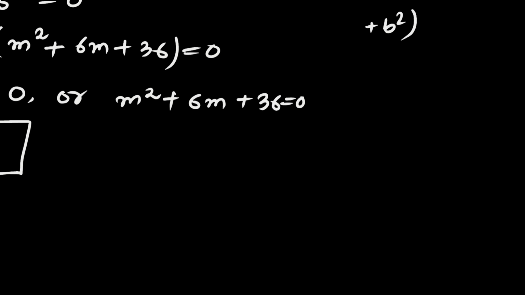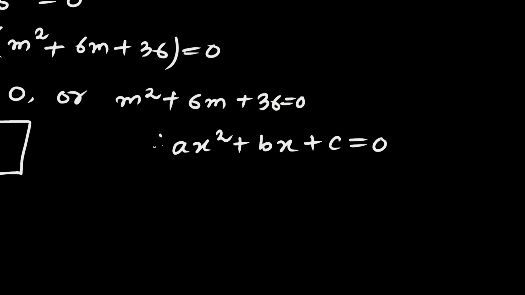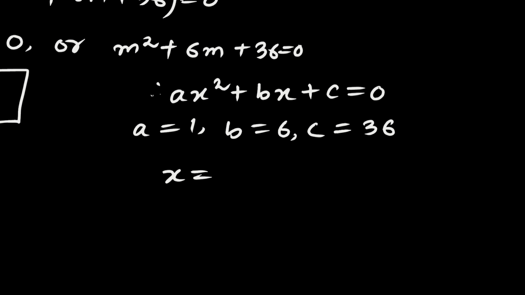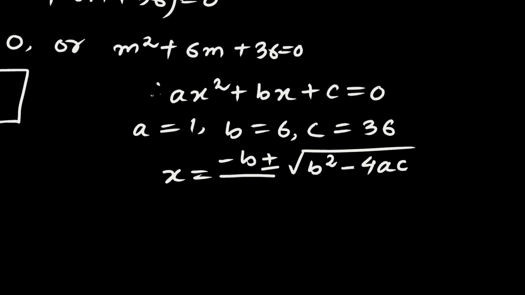Now let's solve the quadratic equation m squared plus 6m plus 36 equals 0. We'll use the quadratic formula because this equation does not factor nicely over the real numbers. First, compare it with the standard form, ax squared plus bx plus c equals 0. From this comparison, we identify a equals 1, b equals 6, and c equals 36. The quadratic formula tells us that x equals negative b plus or minus the square root of b squared minus 4 multiplied by a multiplied by c, all divided by 2 multiplied by a.